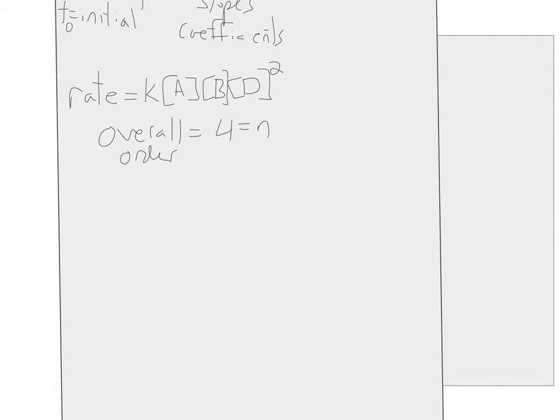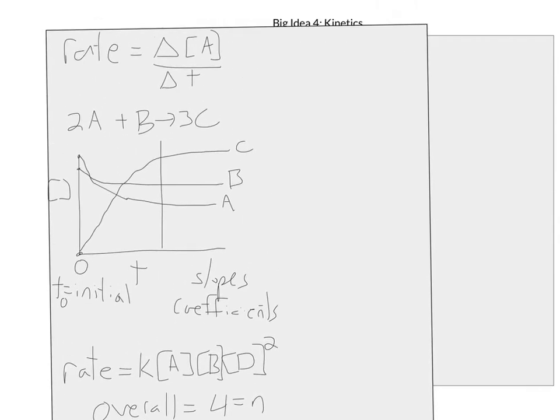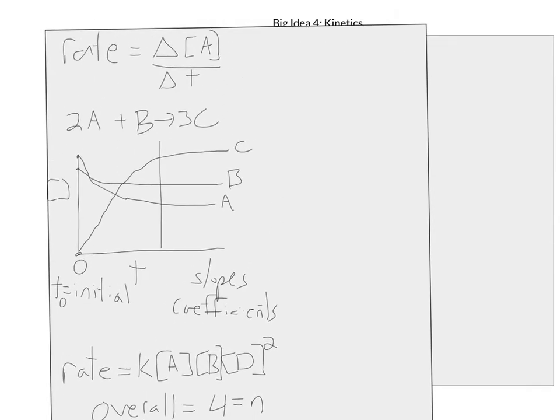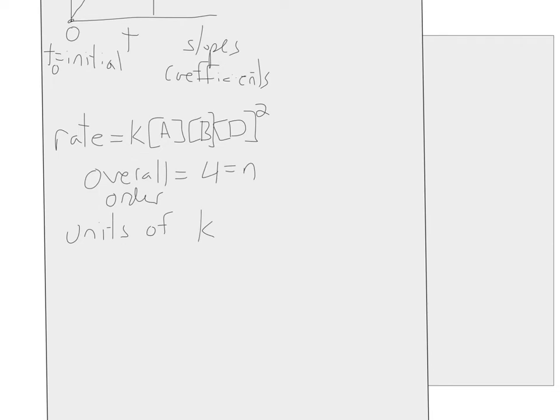We need to get the units of k, and the units are pretty much always related to the overall order. And the units are going to be, in the very generic sense, molarity, molarity, and molarity squared. So that's molarity to the 4th power. We're going to cancel out 3 of those because a rate is defined as, if you remember, concentration over time, molarity over time. Well, I have 4 molarities, and I only need 3 of them.